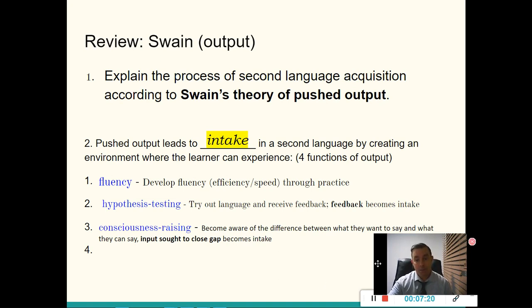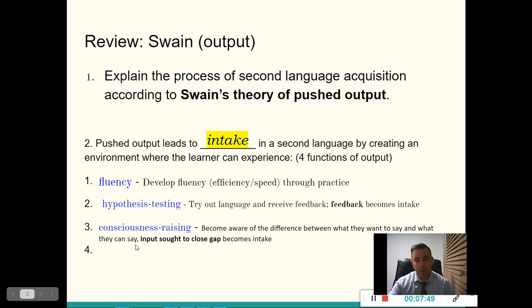And can you imagine, in Krashen's case, when would that happen for a learner? They become aware of what they can say and what they cannot say. Well, Swain is saying it doesn't happen if all you're getting is comprehensible input. You need to be put in that situation. You need to be encouraged to produce output so that you become aware of your gap, right?